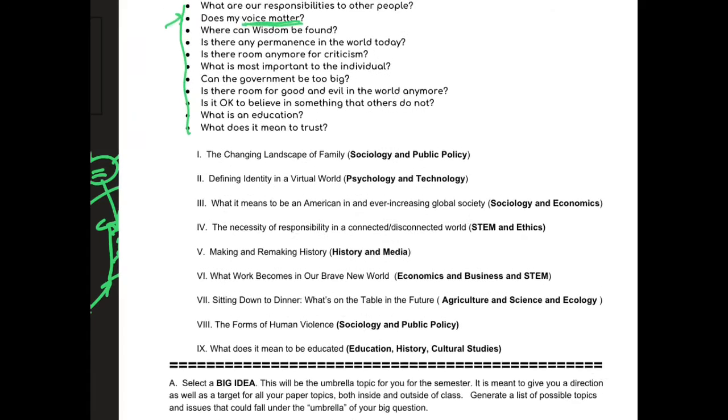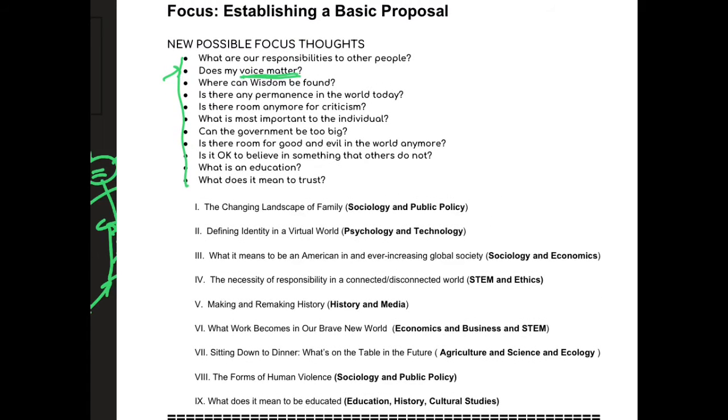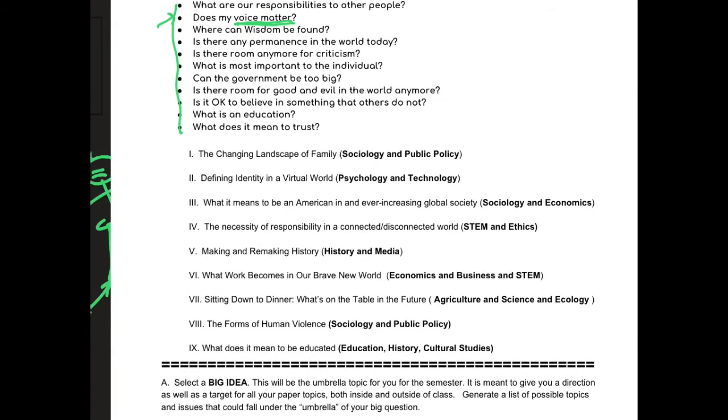If I'm looking at, say, that question about does my voice matter, I might be looking at this idea of the changing landscape of family. Maybe I want to write a paper about this idea of marriage and what that might mean to a family, of adoption, of what it might mean. These might be part of the issues that I deal with from my larger question.